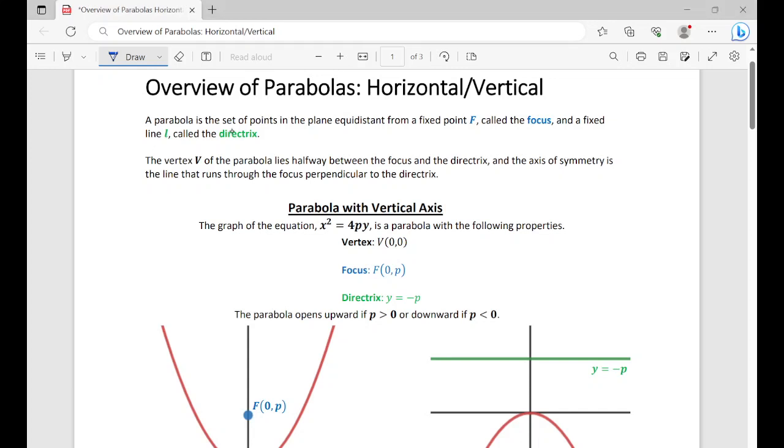A parabola is a set of points in the plane equidistant from the fixed point F, called the focus, and a fixed line L, called the directrix. The vertex V of the parabola lies halfway between the focus and the directrix, and the axis of symmetry is the line that runs through the focus perpendicular to the directrix.